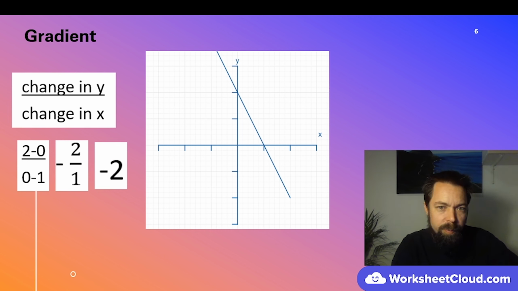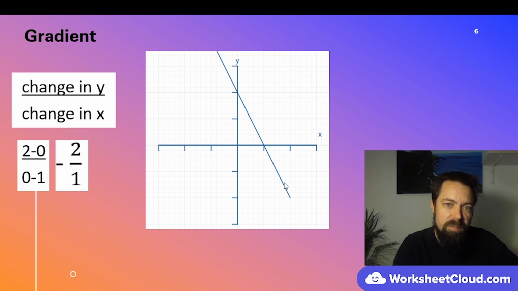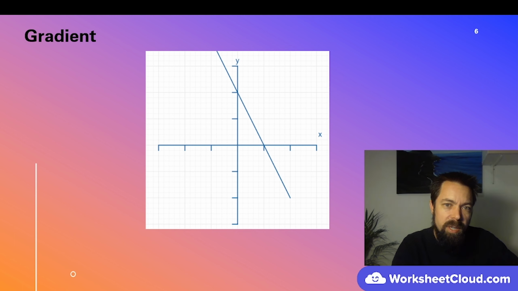Right, so my gradient for this one is minus 2x, and if I can find my mouse pointer, you can see the y-intercept is 2, so it's plus 2. Now something to note is this negative sign is associated with a downward sloping graph, and a positive sign in front of the gradient is an upward sloping graph. So if you've got this, it's going to be a negative gradient. If you've got this, it's going to be a positive gradient.